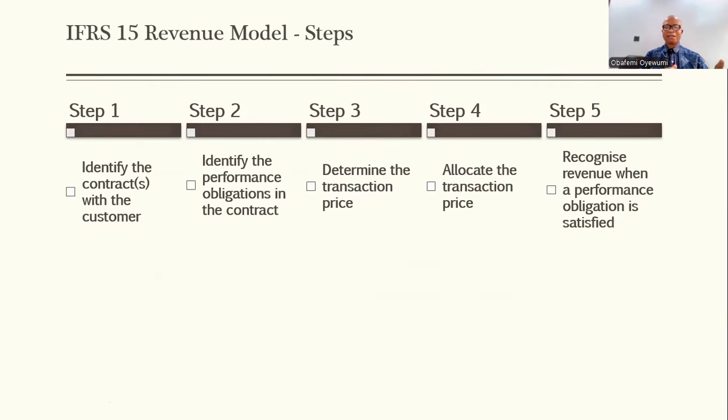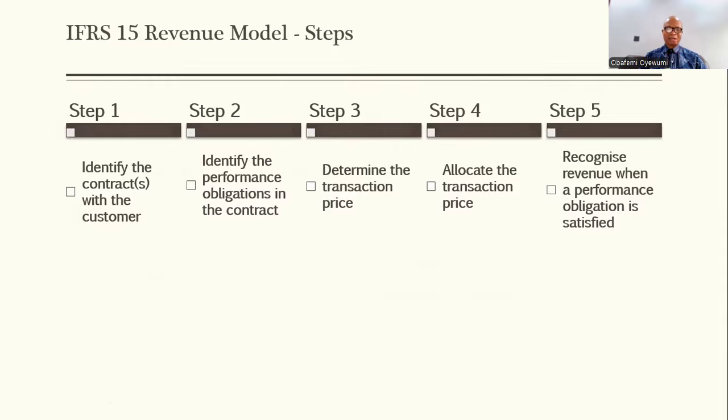So from step 1 to step 5, these are things that must be done before you can say you want to recognize your revenue. All right. Identify the contract, identify performance obligations, determine the transaction price, allocate the transaction price, and then recognize the revenue when the obligation is satisfied. Let's look at the first one. Now we're looking at each step in detail.